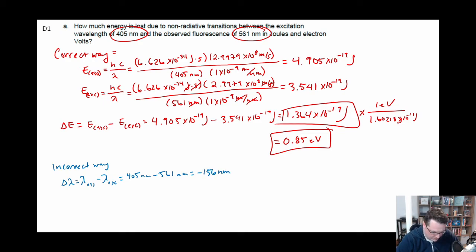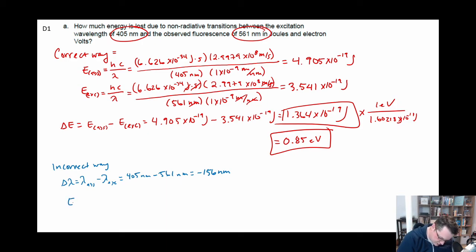Just having a negative number should probably be a point where you say, that doesn't make any sense. But somebody could also say, I just flipped the two parts, so I'm not going to worry about that. Either way, we'll just use 156 nanometers. So now all we have to do is convert that wavelength into an energy, right?